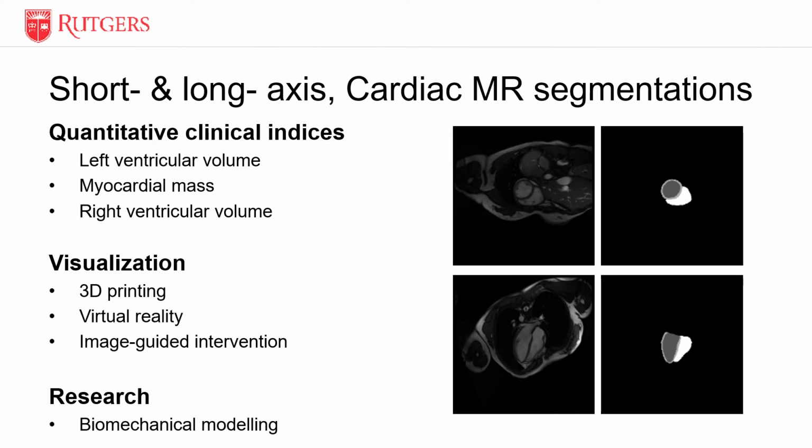We are concerned with the accurate segmentation of cardiac MR images in both short and long axes. Our task is to separately label the blood pool cavities of the right and left ventricles and the left ventricular myocardium. The resulting segmentations serve a wealth of downstream applications, including the quantification of ventricular volume. However, these segmentations also facilitate advanced forms of 3D visualization, such as may be used in image-guided intervention and have research applications within biomechanical modeling.